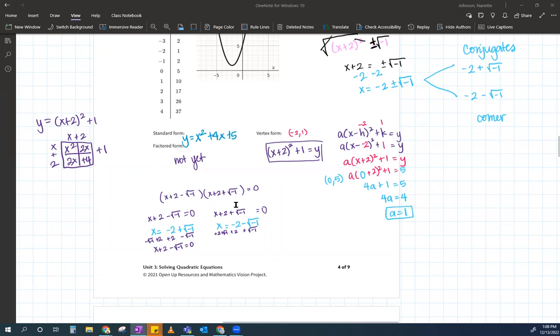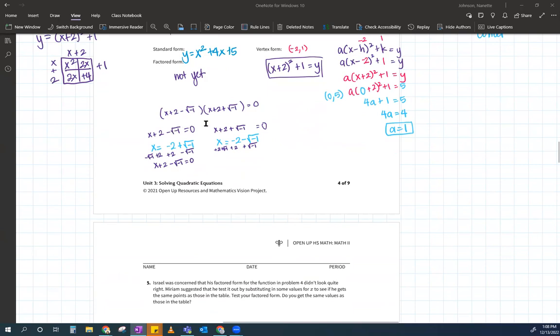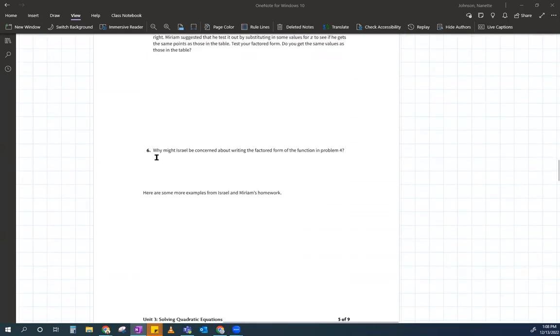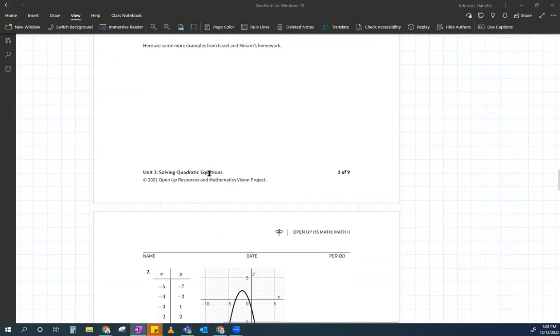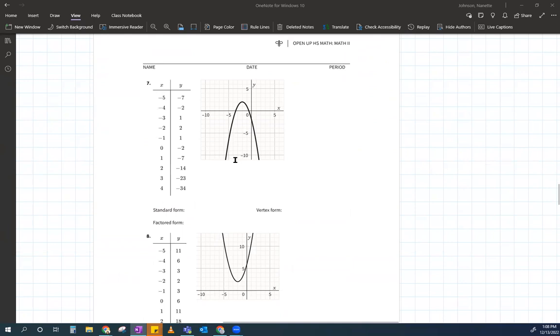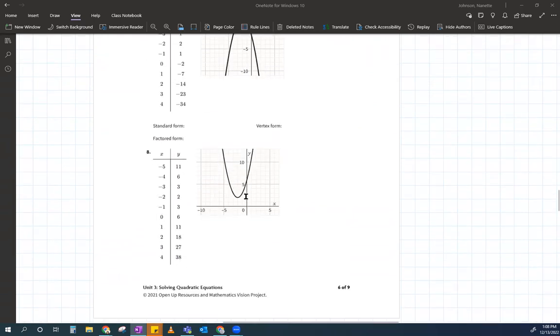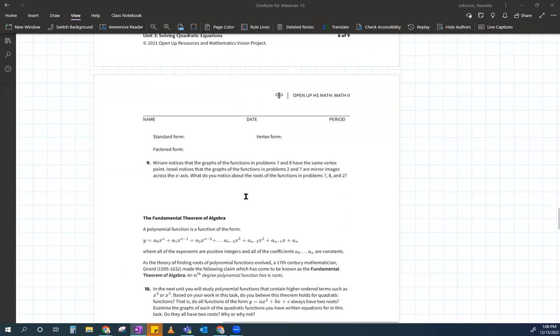Okay. That's why Israel was so concerned. He's concerned because look, it's a square root of a -1. It's weird, right? All right, so we answered that. Here's some more work. So here, I'd like us to try, let's see. Let's try one more.